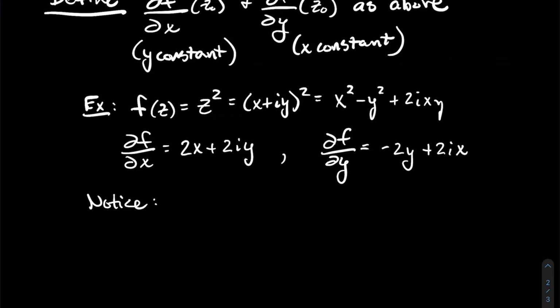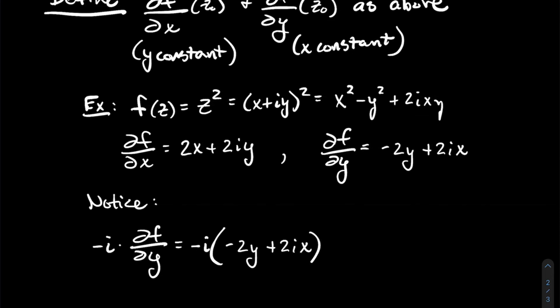All right, so here's something cool that I want you to notice. This is referencing this specific example, f of z is z squared, by the way. So what if we take our formula for df dy? So that's minus 2y plus 2ix up there. And here's what I'm going to do just randomly. I'm going to multiply by minus i. No rhyme or reason, just go with it. You're buckled in, you're sitting down, you're okay. We're going to multiply by minus i. And notice when you distribute the minus i through there, you get 2x plus 2iy.